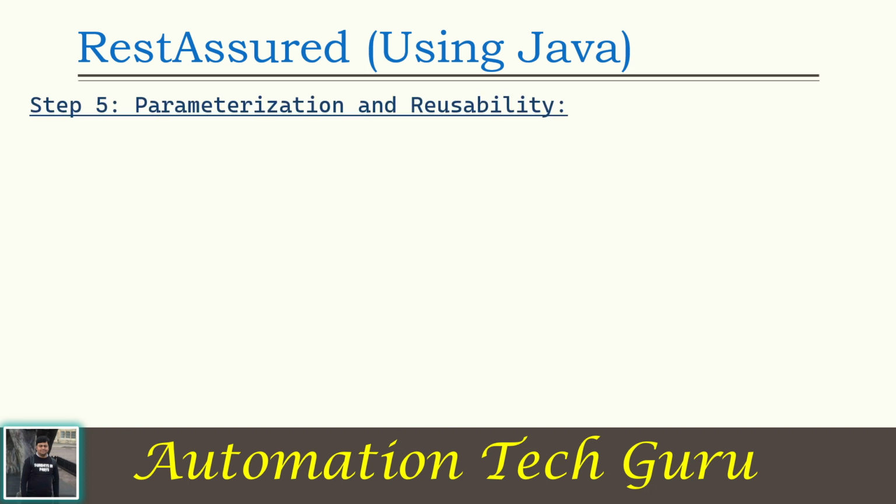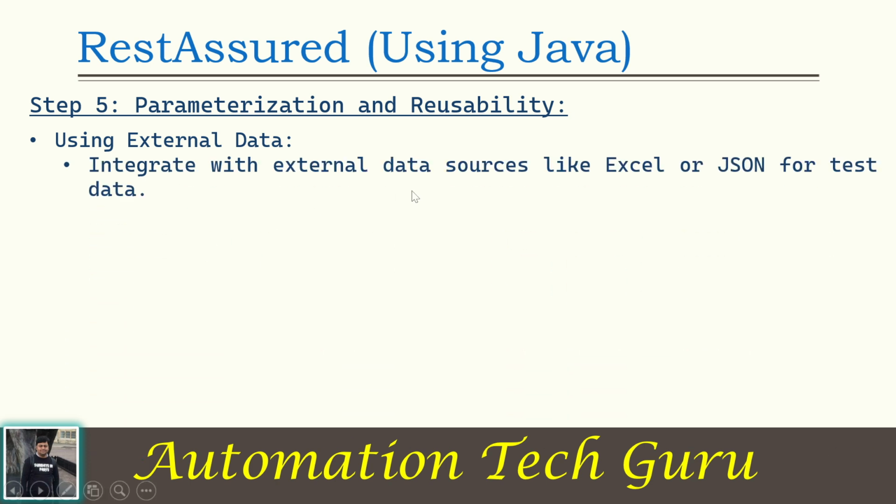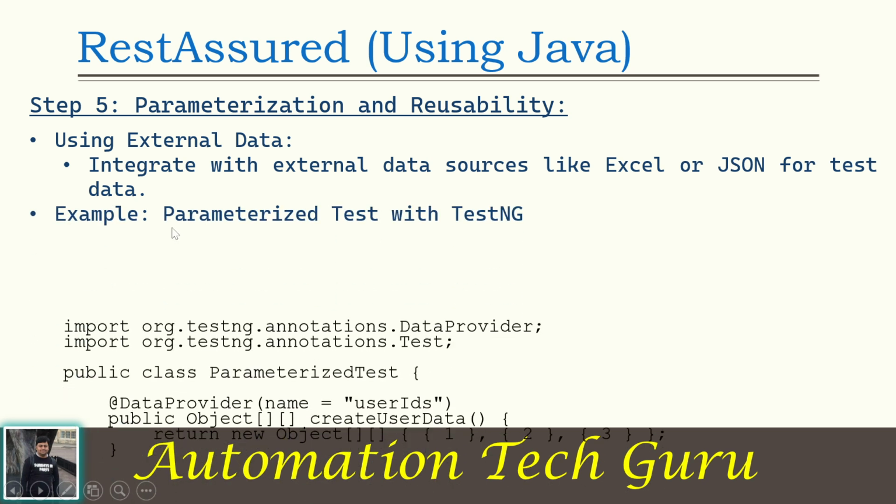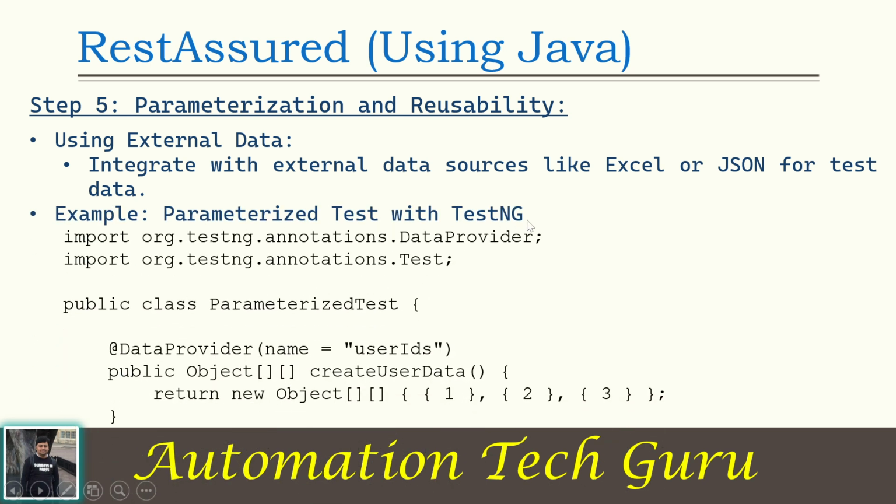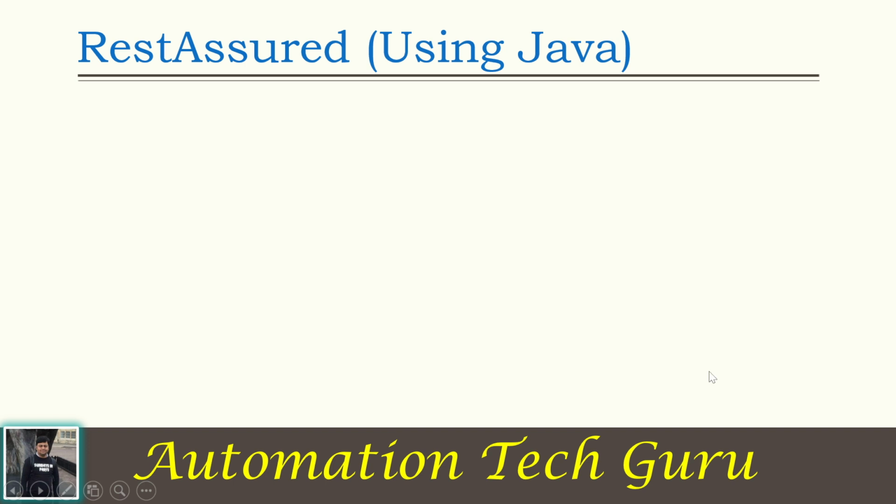So parameterization and reusability using external data. Integrate with an external data source like Excel or JSON for the test data. So how can you do that? You can use the parameterized test with TestNG, and you need to import org.testng.annotations.DataProvider and Test. For that you can use @DataProvider name as user ID and an Object return new, and create user data, and it will return as a new object.